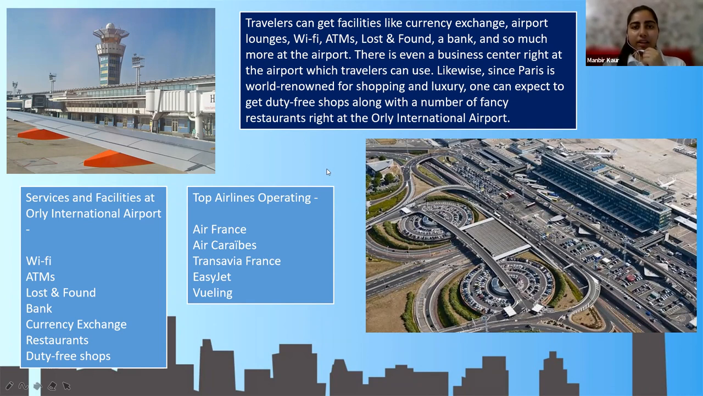So travelers can get facilities like currency exchange, airport lounges, Wi-Fi, ATMs, lost and found, a bank, and so much more at the airport. So there is even a business center right at the airport which travelers can use. So likewise, since Paris is world renowned for shopping and luxury, one can expect to get duty-free shops along with a number of fancy restaurants right at the Orly International Airport.